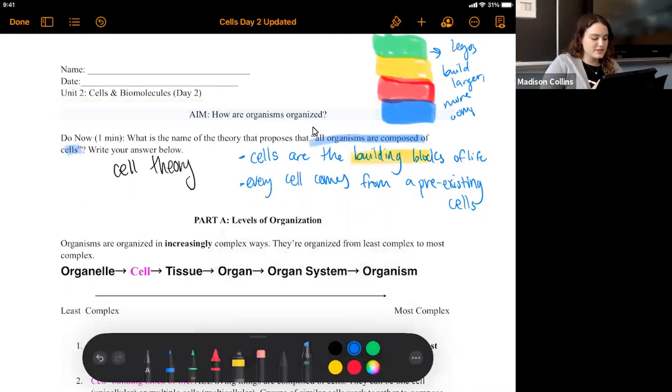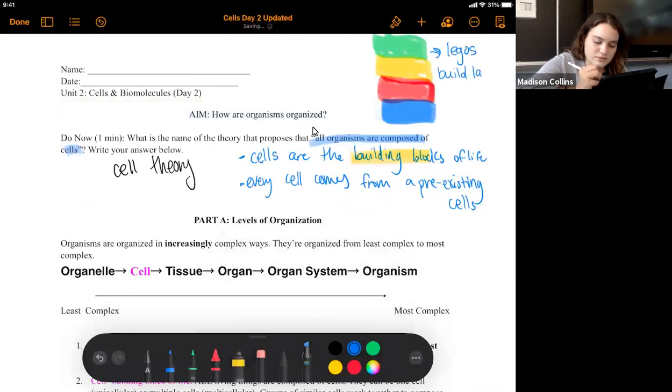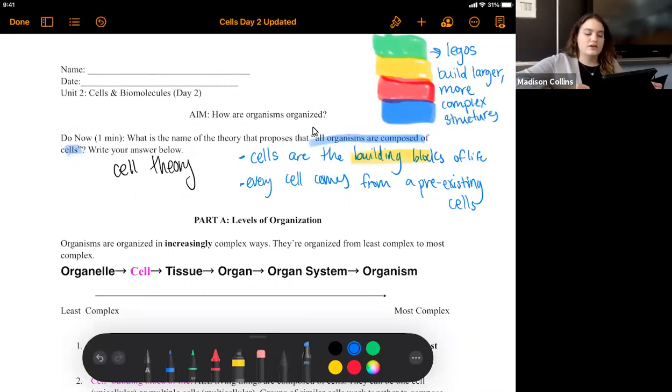That is not legible, is it? Let's try that one more time. We use Legos to build larger, more complex structures. And since we're building larger, more complex structures with Legos, we're actually doing the same thing with cells. We use cells to build larger, more complex structures.